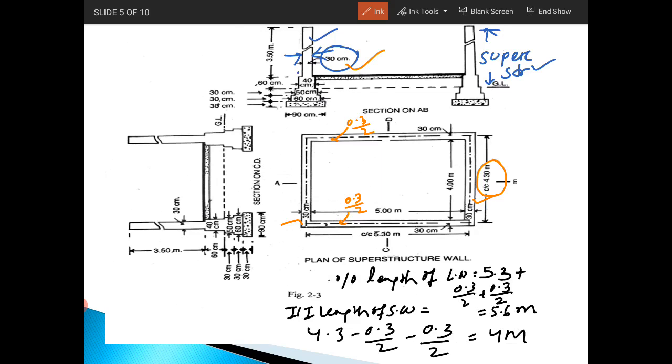What is the height? The height is from the ground level to the ceiling level, because our brickwork continues from the ground level up to the bottom of the ceiling. Above that ceiling is our roof, and the roof is not included in our brickwork. So brickwork in superstructure means from the GL to the bottom of the ceiling. Note this down, which is given as 3.5. So the width is 0.3 and the height is 3.5.